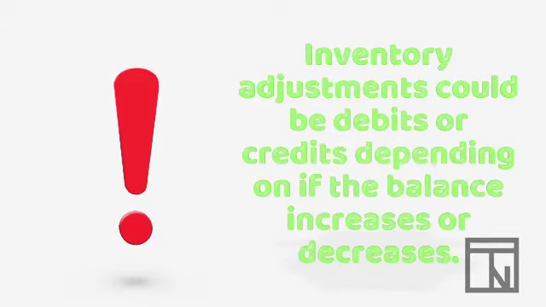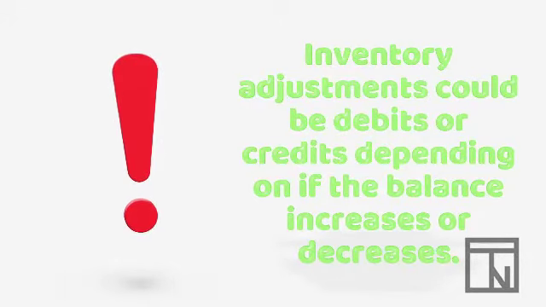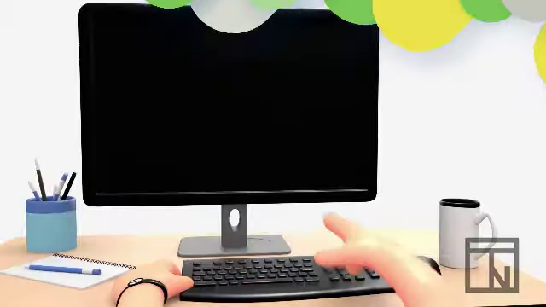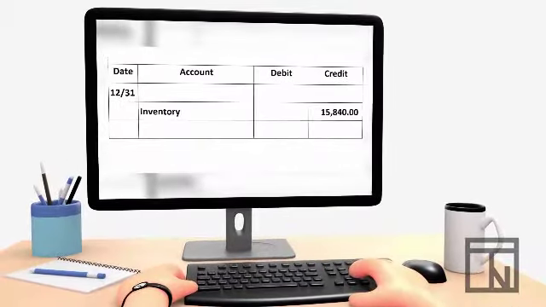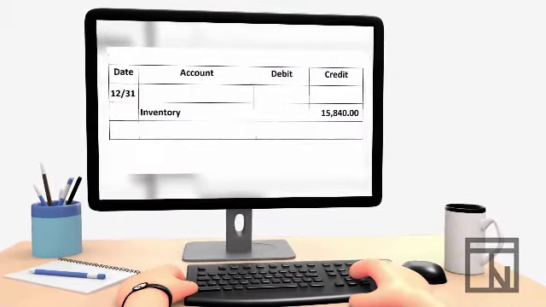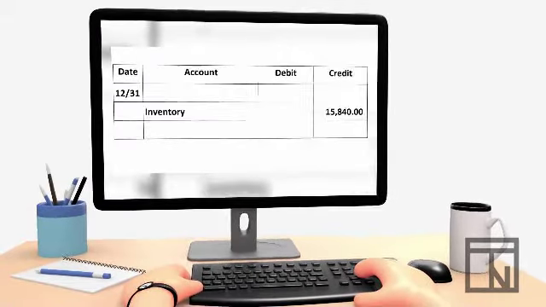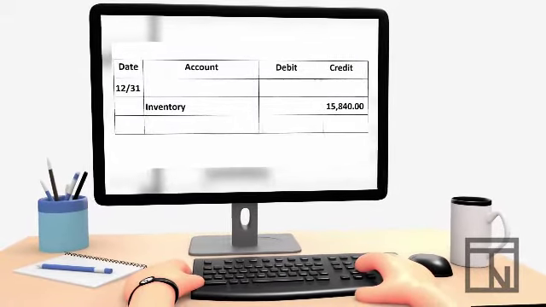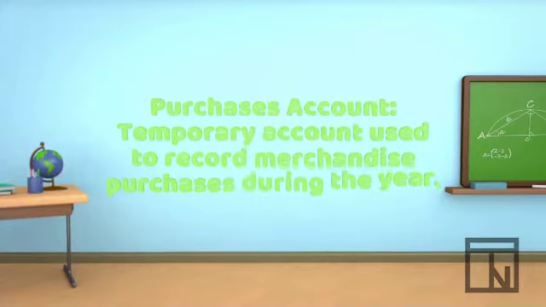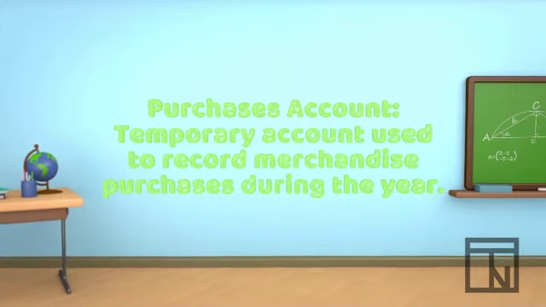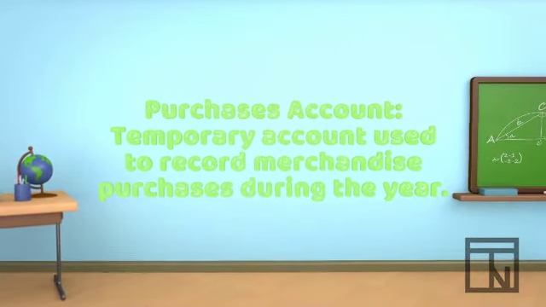$124,640. It is important to note that inventory balances can move either up or down from year to year, so the inventory account in the adjusting entry might receive a debit if inventory went up during the year or a credit if it went down. In this case, it went down, so we will want to credit inventory for the difference between the two balances, or $15,840.